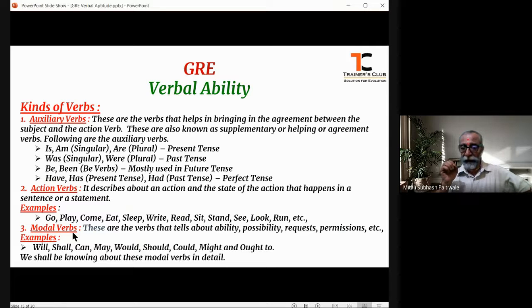So the examples for modal verbs are will, shall, can, may, would, could, might, should, and ought to. That is, will, shall, can, may, would, should, could, might, and ought to. These are the modal verbs. So, in the next part, we will try to understand how these modal verbs function. In brief, once you understand that, it would be easy for you to frame sentences when you are talking about someone, or when you are making a request to someone, or when you are seeking permission from someone.